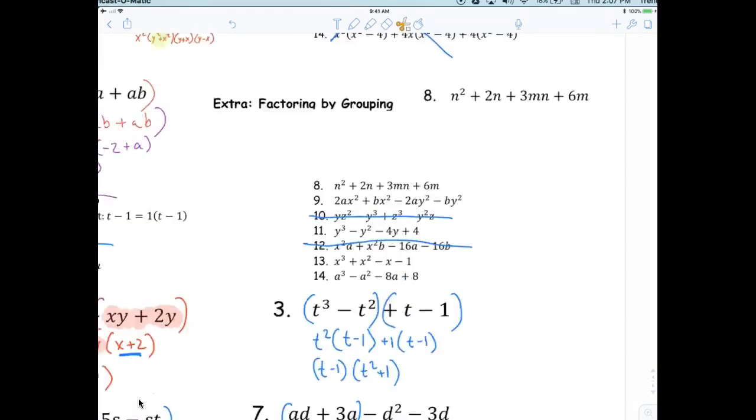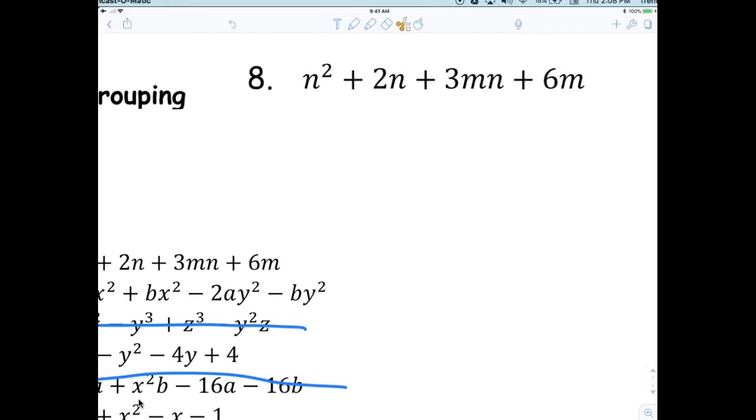All right, let's see. I think this one works out. All right, so factoring by grouping again. We know it's grouping because there's 4 terms. What do I factor out of the first set? N. And so I'm left with n plus 2, right? Then I factor out a 3m. A positive 3m. What's left behind?